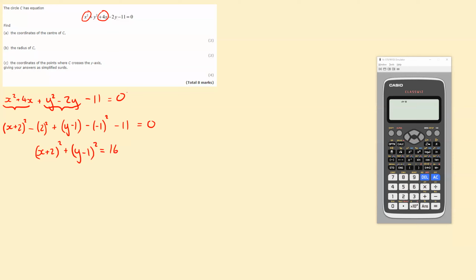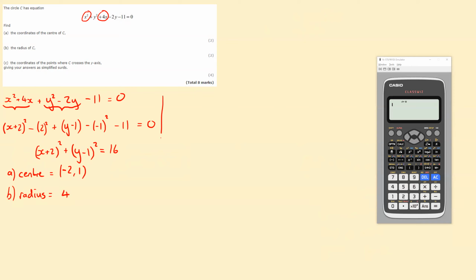So from this, I can do part A and part B. So A, the center, that's going to be minus 2 and 1. So whatever makes each bracket 0. And then for part B, the radius, remember to square root if it's not already. So I've not written this as something squared, so I need to square root that. So it's going to be 4.